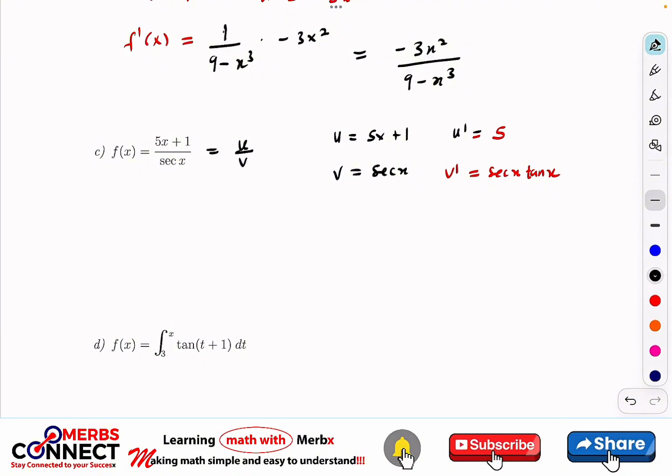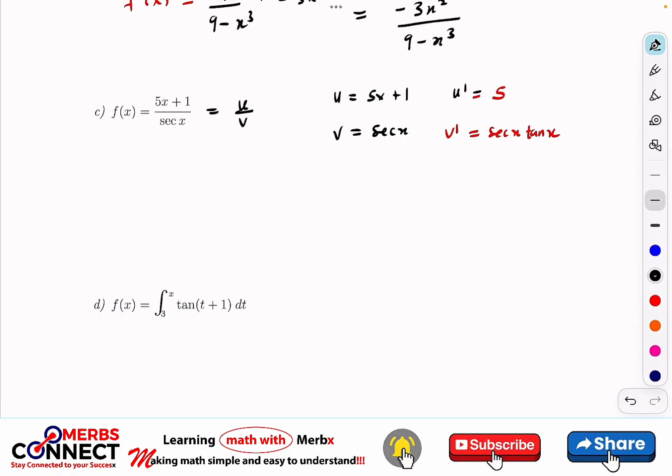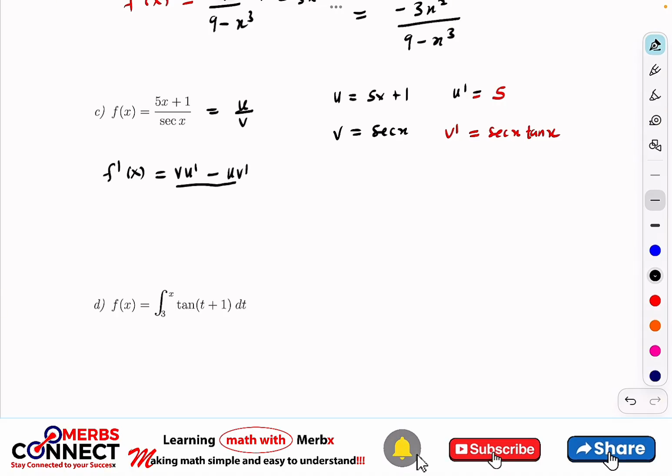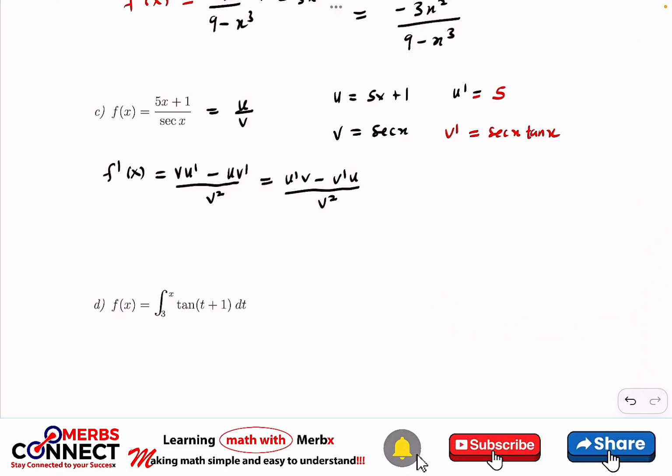Now what's the formula for using the quotient rule? So now f prime of x is equal to, we can either have v u prime minus u v prime divided by v squared, or some people like writing u prime first before v minus v prime u divided by v squared. All of them are the same because this is like a product, so anytime you have a product, it's commutative. So I can interchange u and v here.